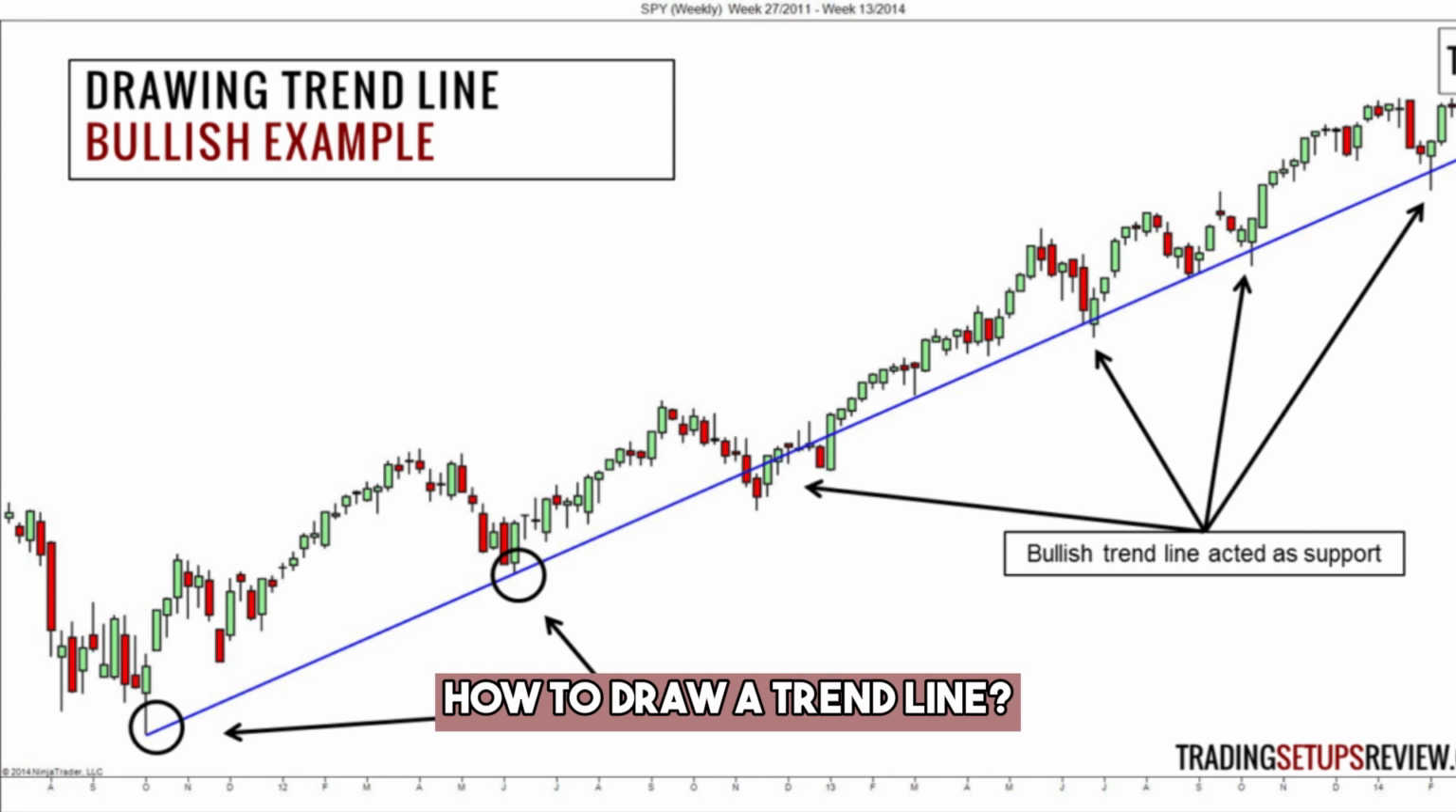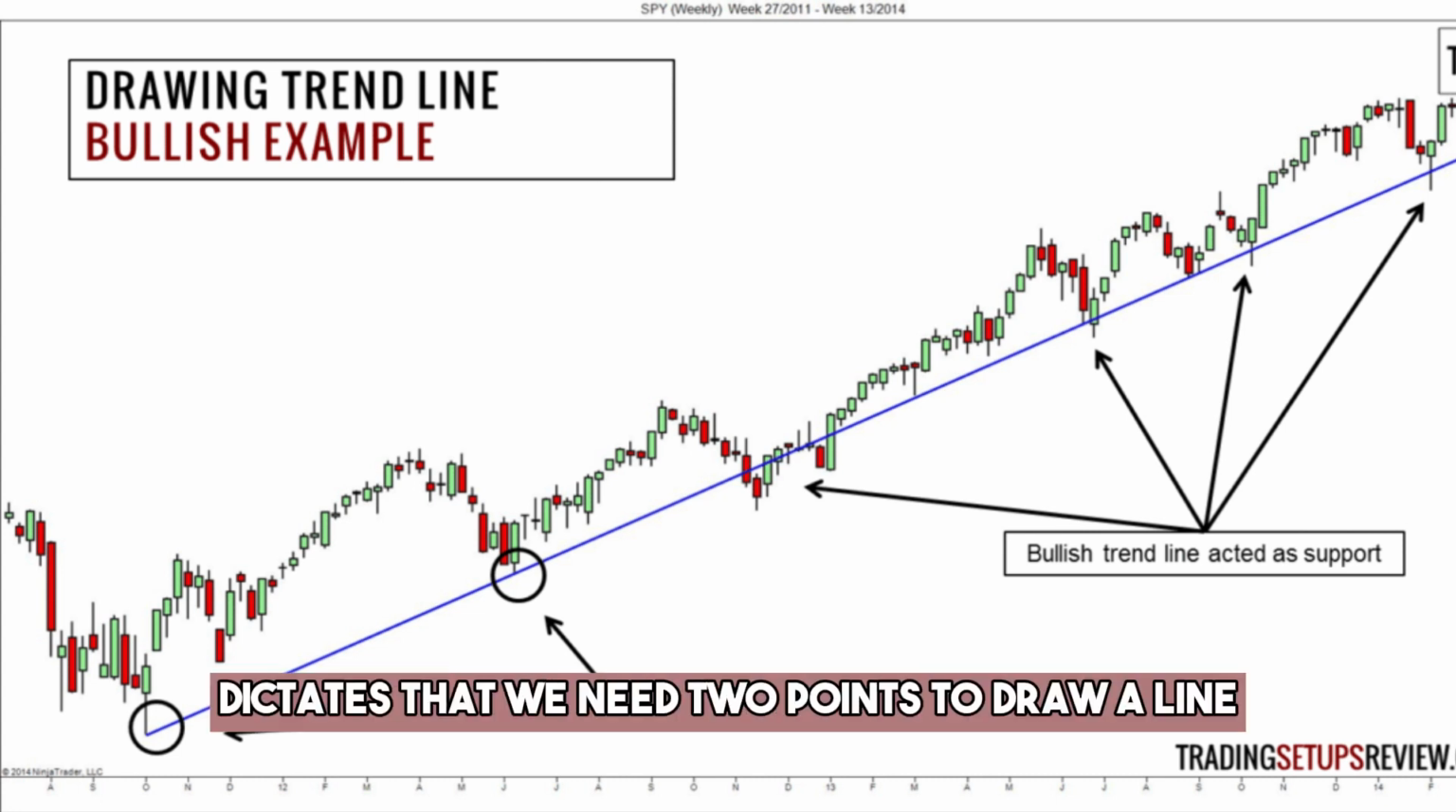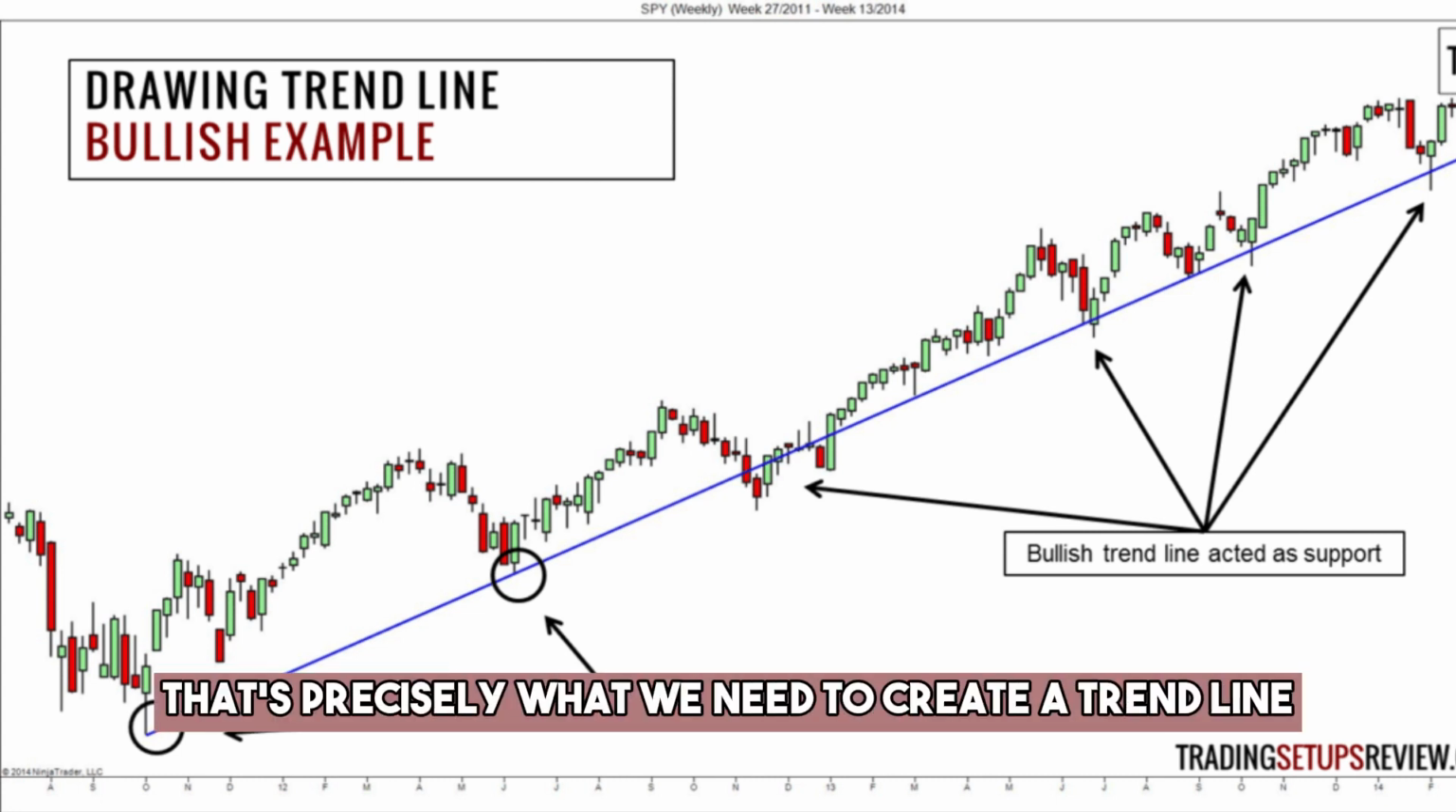How to draw a trend line. Simple geometry dictates that we need 2 points to draw a line. That's precisely what we need to create a trend line.